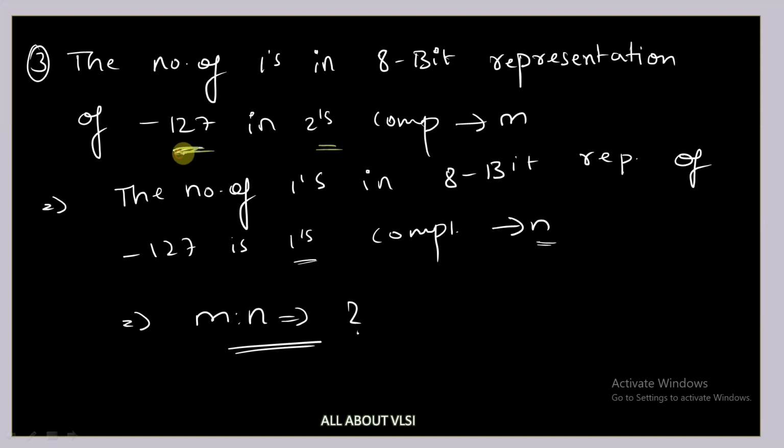So here basically, the number of ones in 8-bit representation of minus 127 in 2's complement form is m. What you should do is perform 2's complement on this number. That will give you some value, and you need to find the number of ones in that 2's complement form. That is nothing but m, and the number of ones in 1's complement form of this number is nothing but n. And they have clearly stated that we need 8-bit representation.